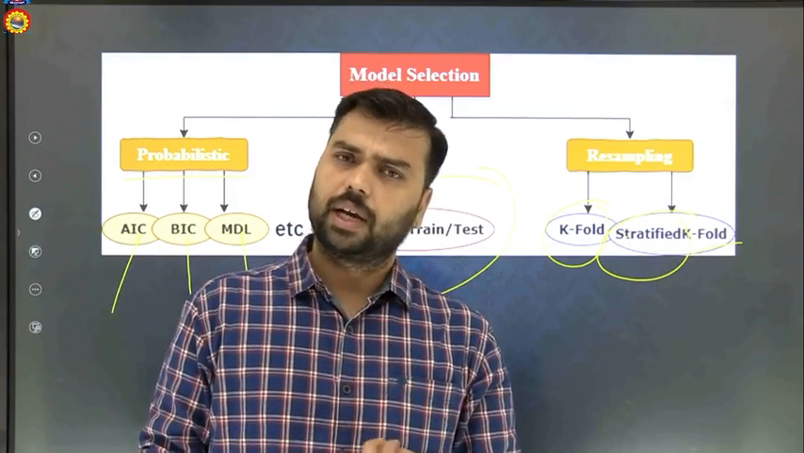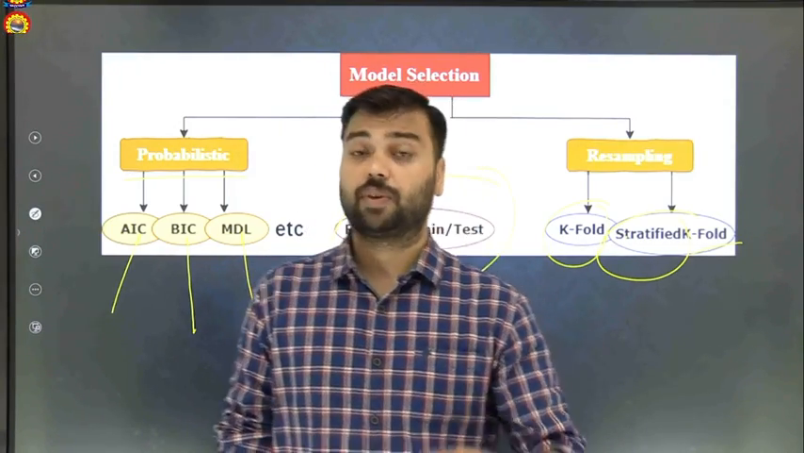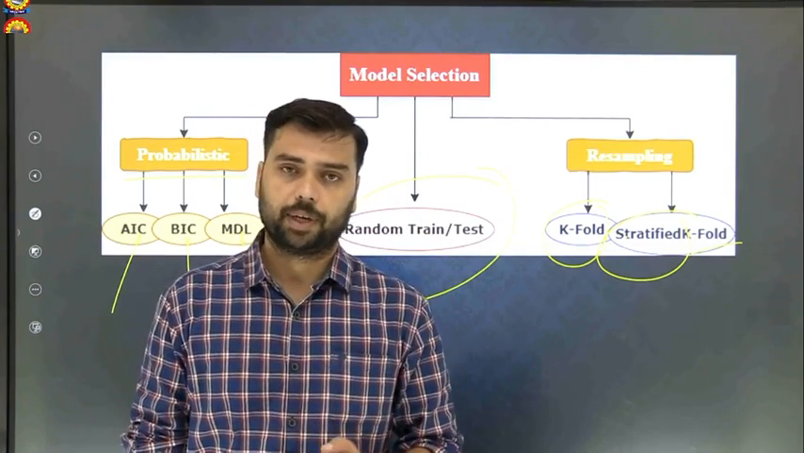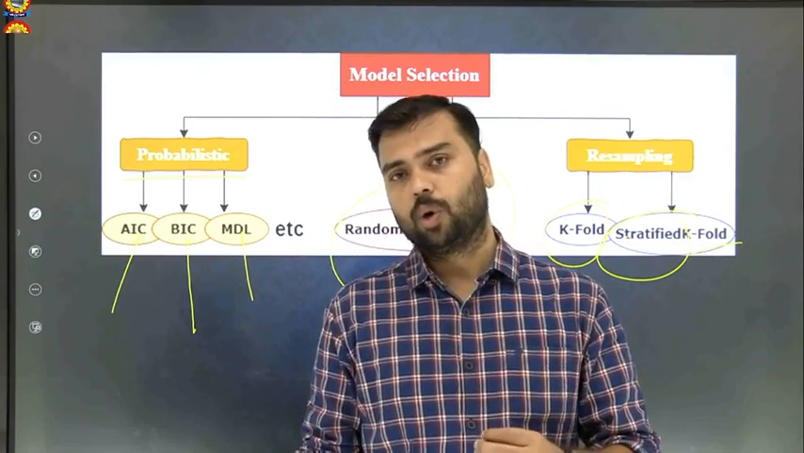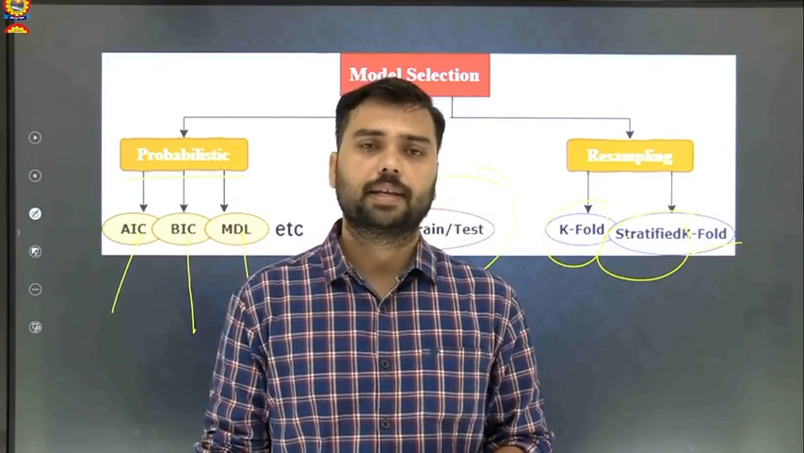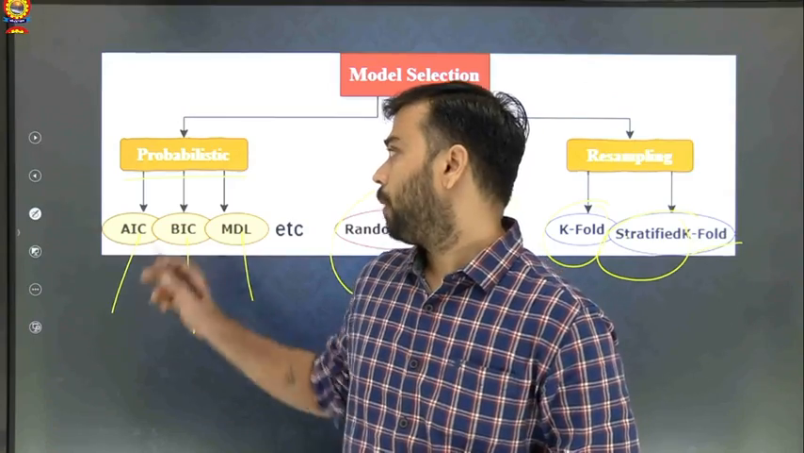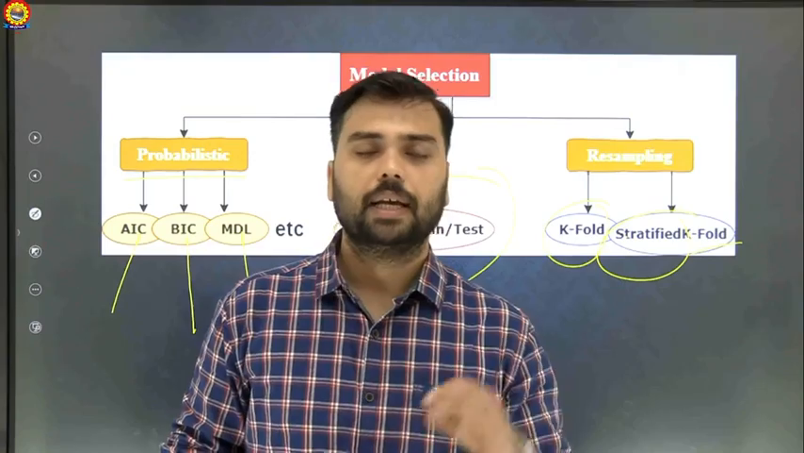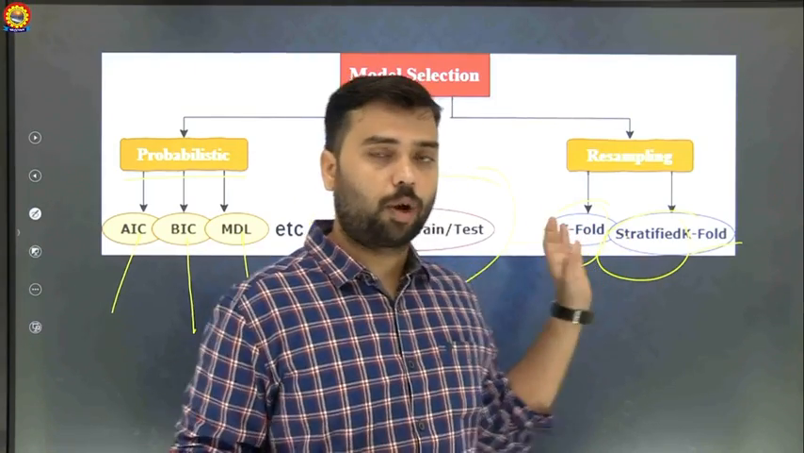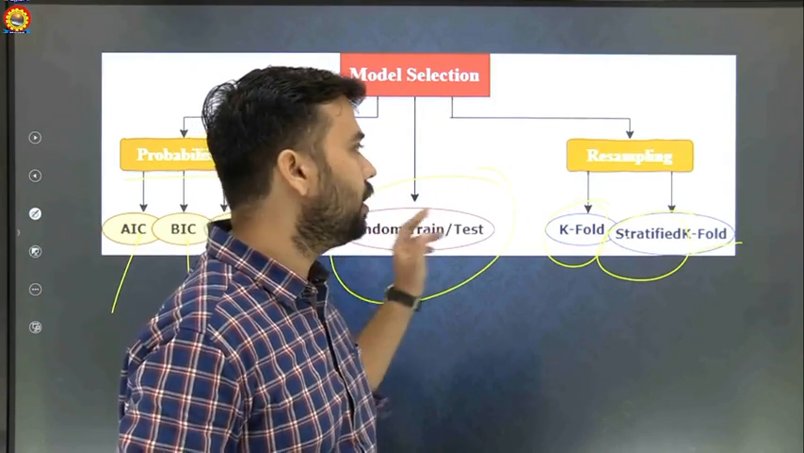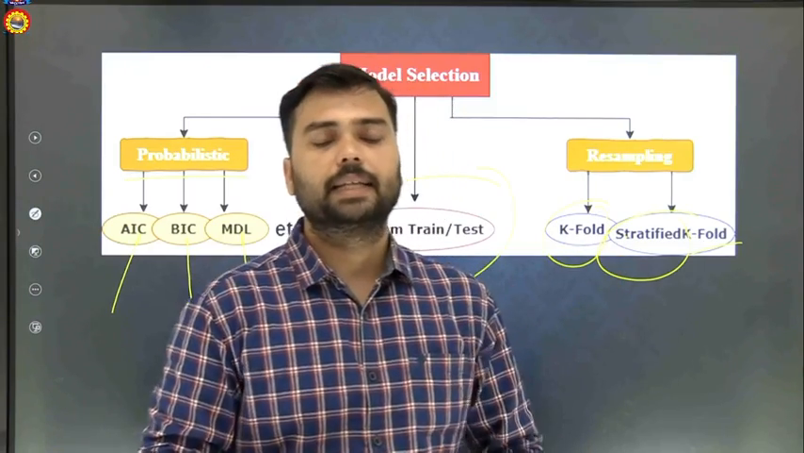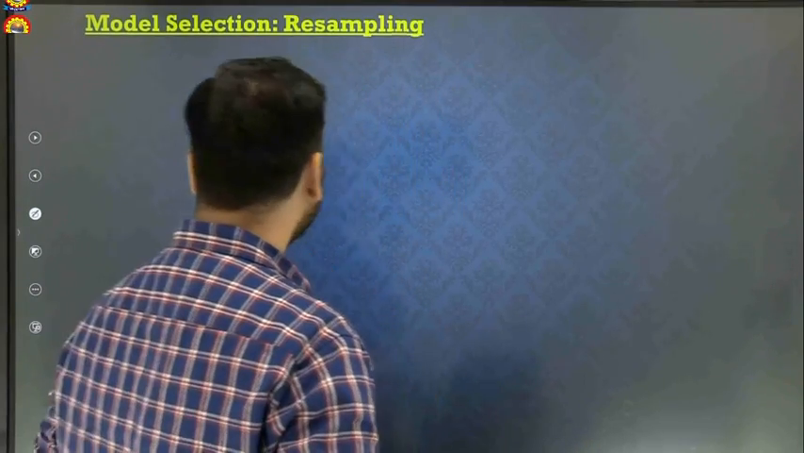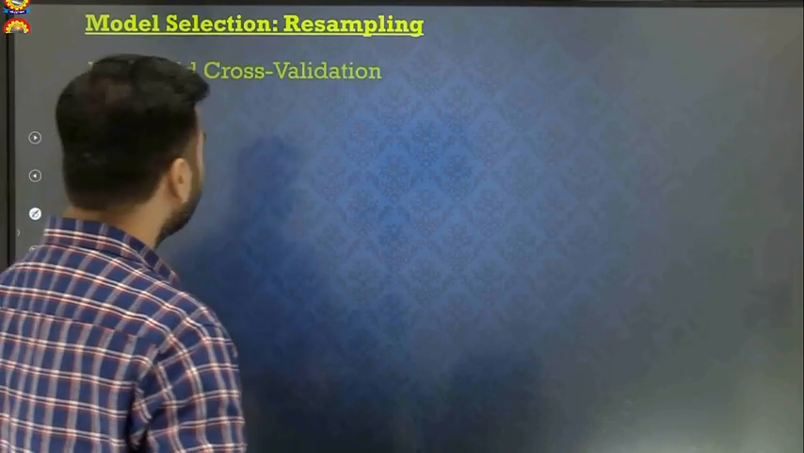So we consider both things, because if the performance is very good but complexity is very high, then we also have a limitation on that. But if the performance is low and complexity is also low, then we consider it something like that. So probabilistic methods consider both complexity and performance during the selection of the model. But in the case of resampling, only the performance of the model is considered. So for model selection, we can say resampling.